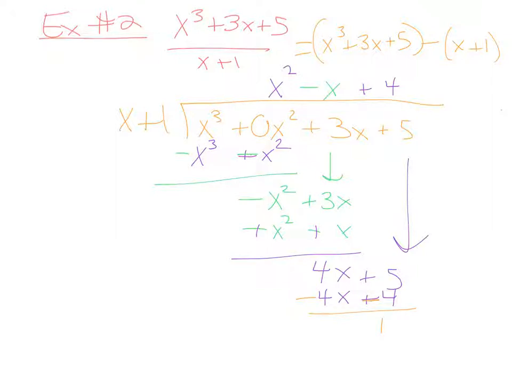So if you look back at the very first problem that we had, the elementary school one, although you might not have done that in elementary school, we wrote this as a fraction. We wrote our remainder as a fraction over the divisor. So our final answer here is going to be x squared minus x plus 4. And then we're going to write our remainder as plus 1 over our divisor, which is x plus 1. So this is going to be my final answer there.